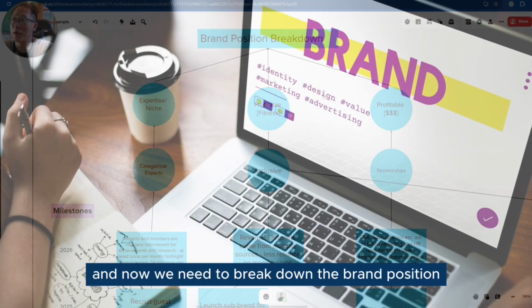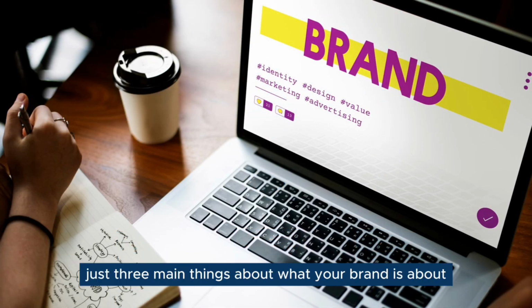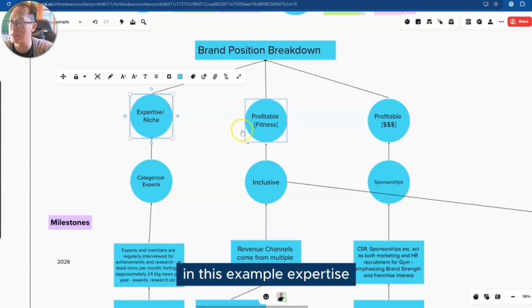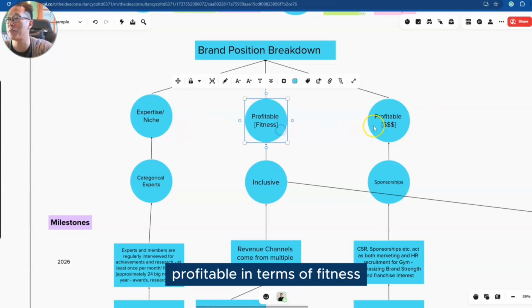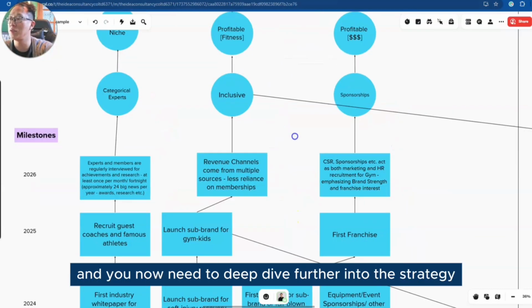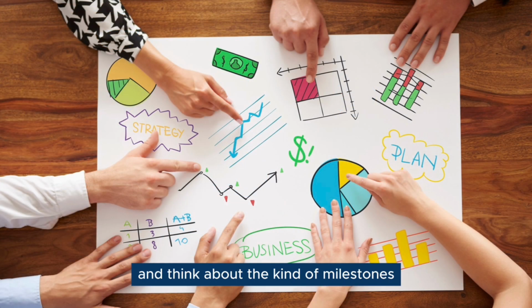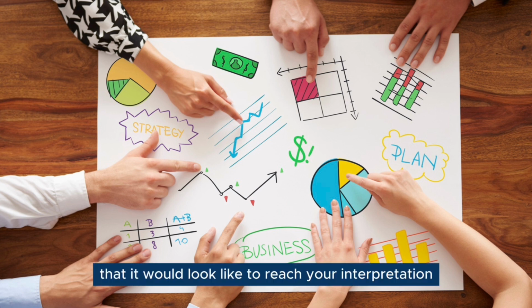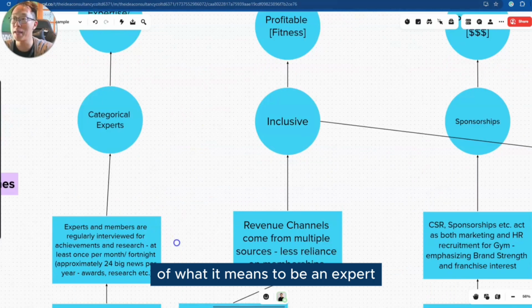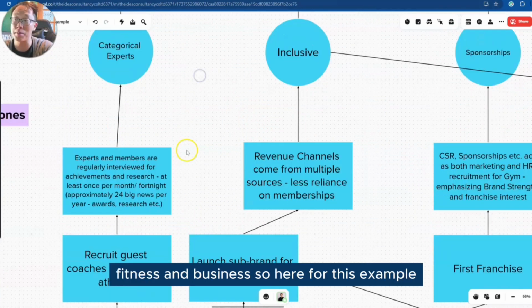And now we need to break down the brand position so people understand just three main things about what your brand is about. In this example, expertise, and being profitable: profitable in terms of fitness, and profitable in terms of making money so that it can be franchisable. And you now need to deep dive further into the strategy and think about the kind of milestones that it would look like to reach your interpretation of what it means to be an expert, and to be profitable in terms of fitness and in terms of business.